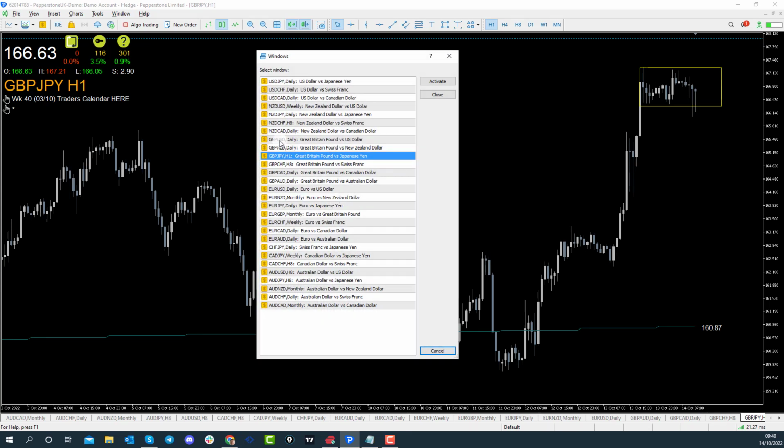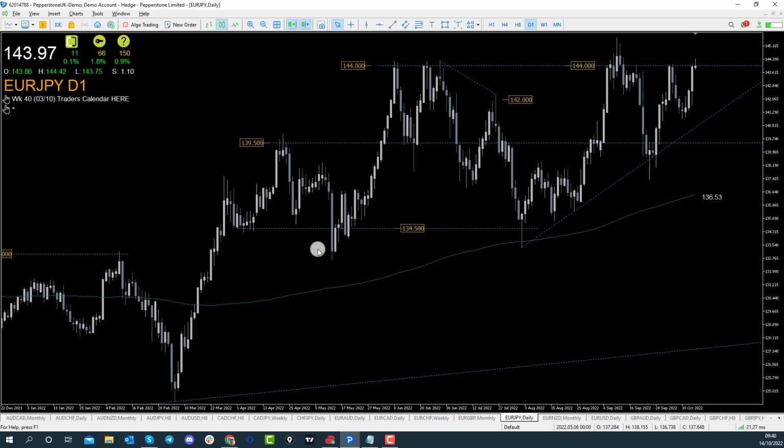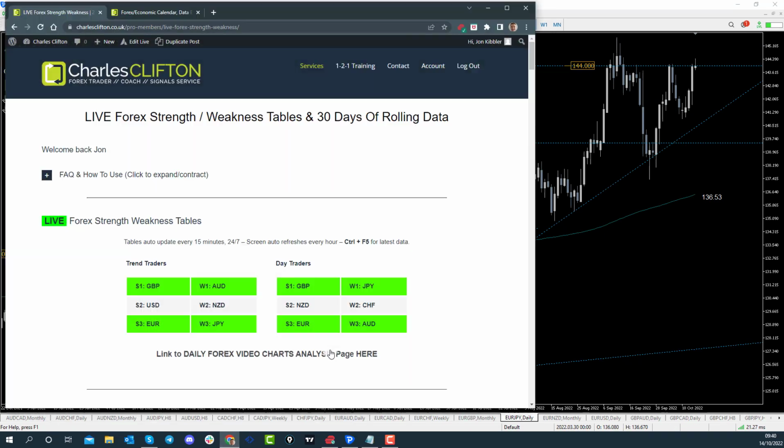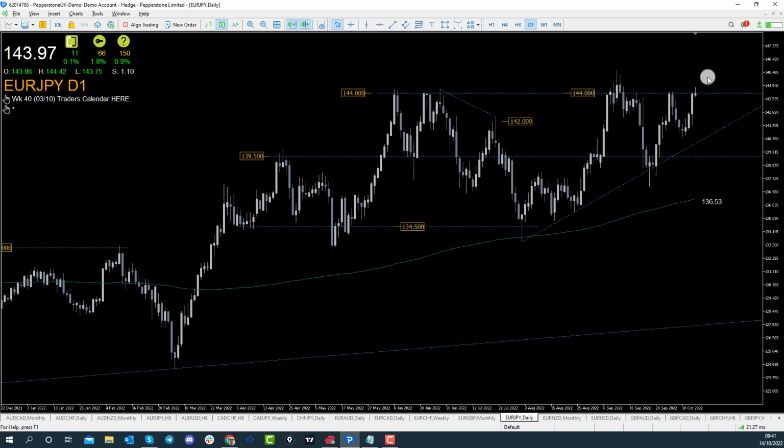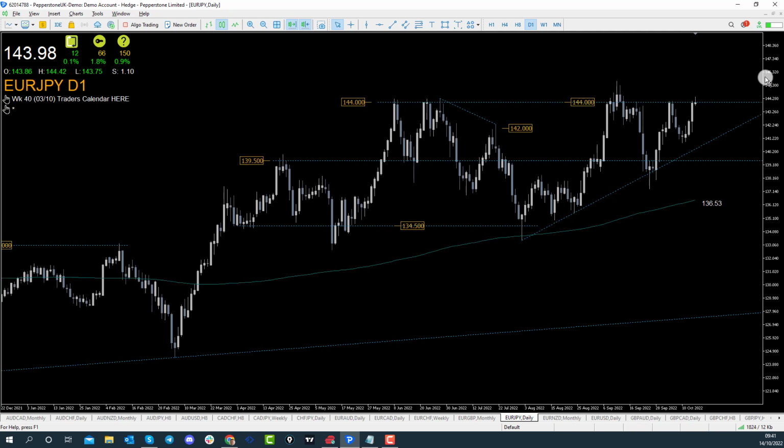Finally then, we're going to go on to Euro Yen. We'll just bring back the live Forex strength and weakness tables. We can see that Euro Yen is at the bottom of the trend traders table, but we know that yen is topping that day traders table, which could signal that we can see a little bit more of a move to the upside. The only problem we've got is that price is resting at this 144 resistance handle, so that could put you off slightly due to the fact that we are at a key area of resistance.